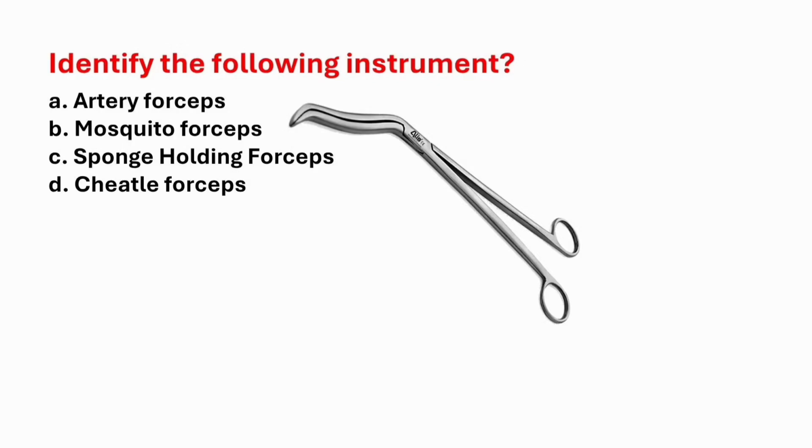Identify the following instrument. A. Artery forceps. B. Mosquito forceps. C. Sponge holding forceps. D. Chittle forceps. The correct answer is D.